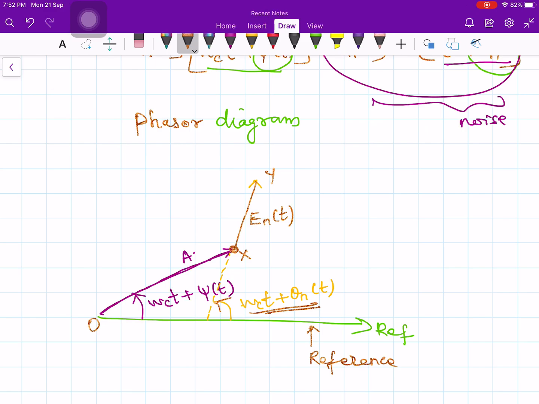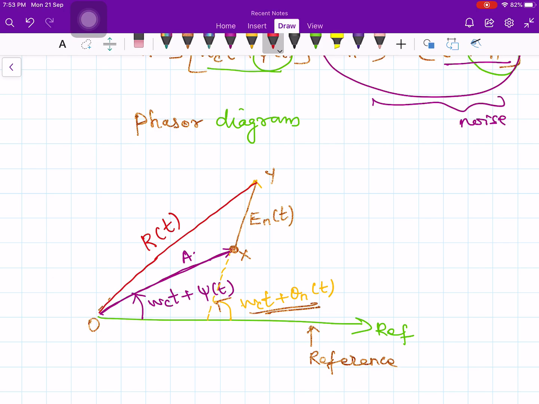The sum of these two vectors, let me call this resultant vector r of t. So the amplitude of that vector sum is r of t. So I can write the input signal y suffix i of t as its amplitude and cosine of its angle.